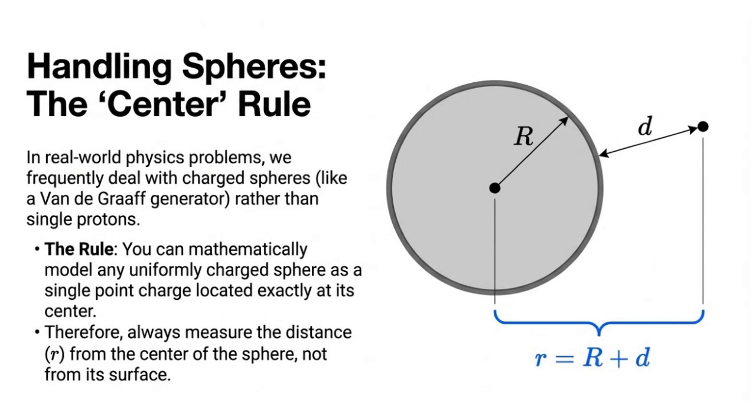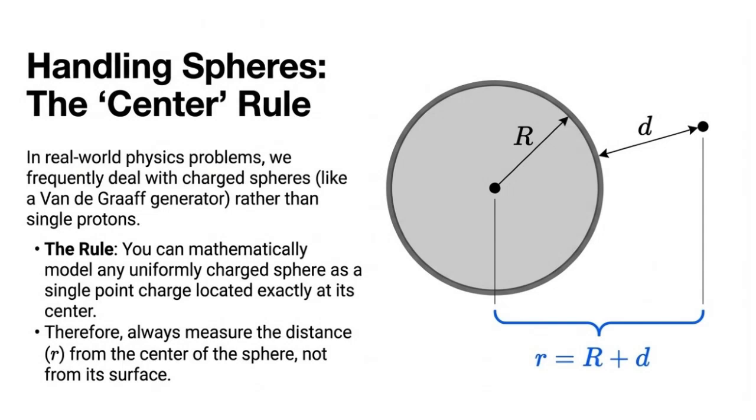When dealing with charged spheres in physics, such as those found in devices like a Van de Graaff generator, it's important to understand how to simplify the problem. Instead of considering the charge spread across the surface, you model the entire charge as if it's concentrated at the very center of the sphere. This means that when calculating forces or fields, you should measure the distance from the center of the sphere to the point of interest, not from the surface.